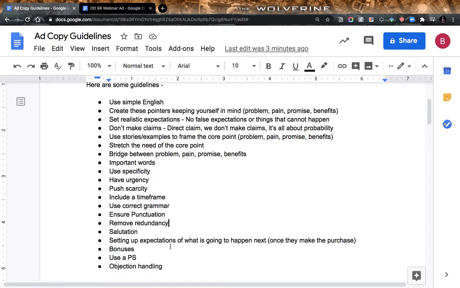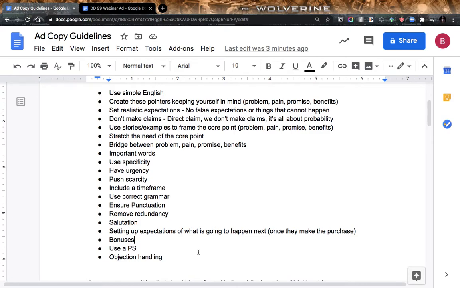Then salutation needs to be there. Okay, setting up expectations of what is going to happen next once they make the purchase. So for example, they are going to get access to XYZ. If they don't get access, they should email us at, let's say, nishkarsh@digitaldukandar.com or efc@digitaldukandar.com, or whatever the next steps are. Then the bonuses: use a PS to give people a recap and always handle the objections.